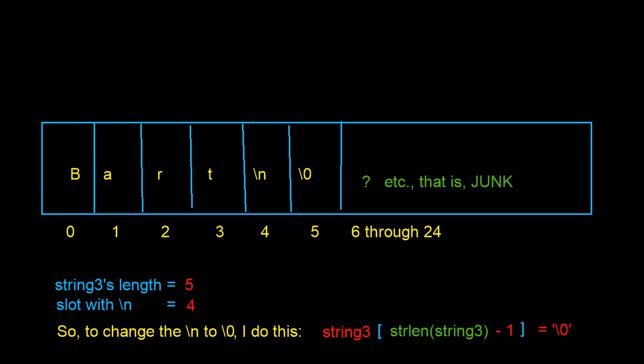So I'm saying, in string 3, and then inside the brackets for the slot number, I want the length of string 3 minus 1. In that slot, I'm going to store a terminating 0. The \n is replaced by a terminating 0 the way it's shown in the diagram now. It doesn't matter that there was already a terminating 0 in slot 5. The 0 in slot 4 has become the new terminating 0.